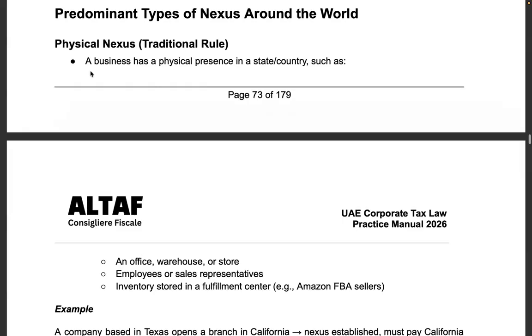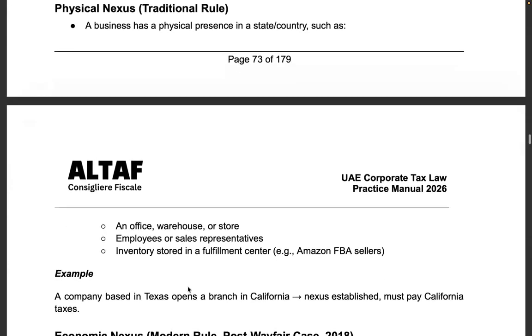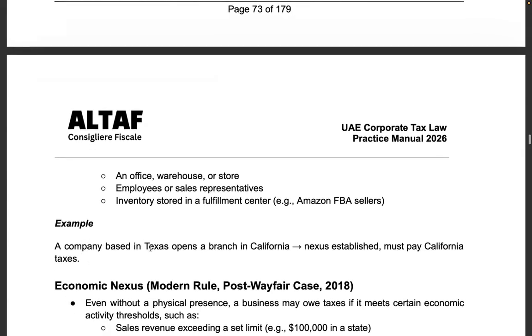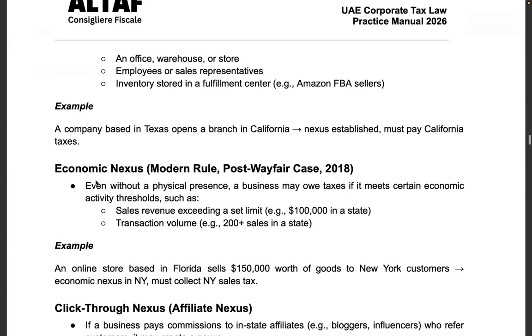In old days, it was physical. So an office, a building, a warehouse or store, employees, inventory stored somewhere. By the way, even today in the UAE, this physical nexus is the only category of nexus that is applicable in UAE corporate tax. But in the UAE, you will find that the building is the only example of nexus that is applicable. For example, a company based in Texas opens a branch in California, so nexus is established, and it must pay California taxes. Now, another category is economic nexus.